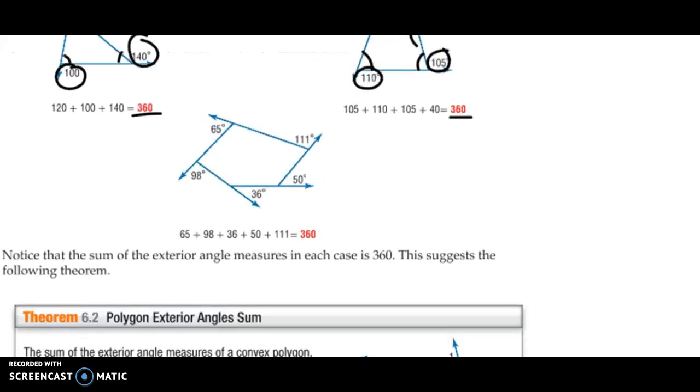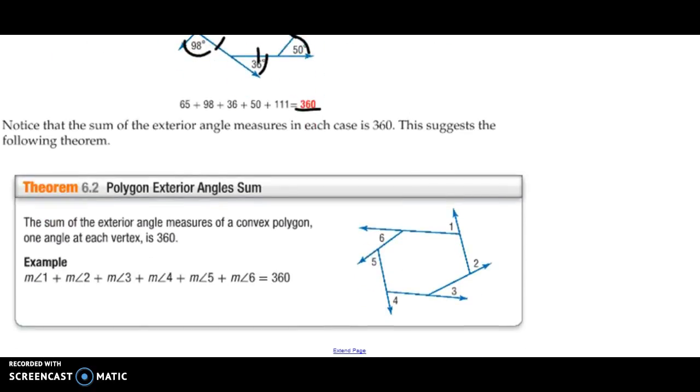Now I have a pentagon. 1, 2, 3, 4, 5 sides. Okay, that adds up. 5 minus 2 is 3. 3 times 180 is going to be 540. All those add up to 540 inside. Then all the outside numbers add up to 360. Interesting, they all add up to the same number on the outside. And that actually gives us theorem 6-2, which says that the sum of the exterior angle measures of a convex polygon, meaning it doesn't cave in on itself, one angle at each vertex, is 360 degrees. They always add up to 360.